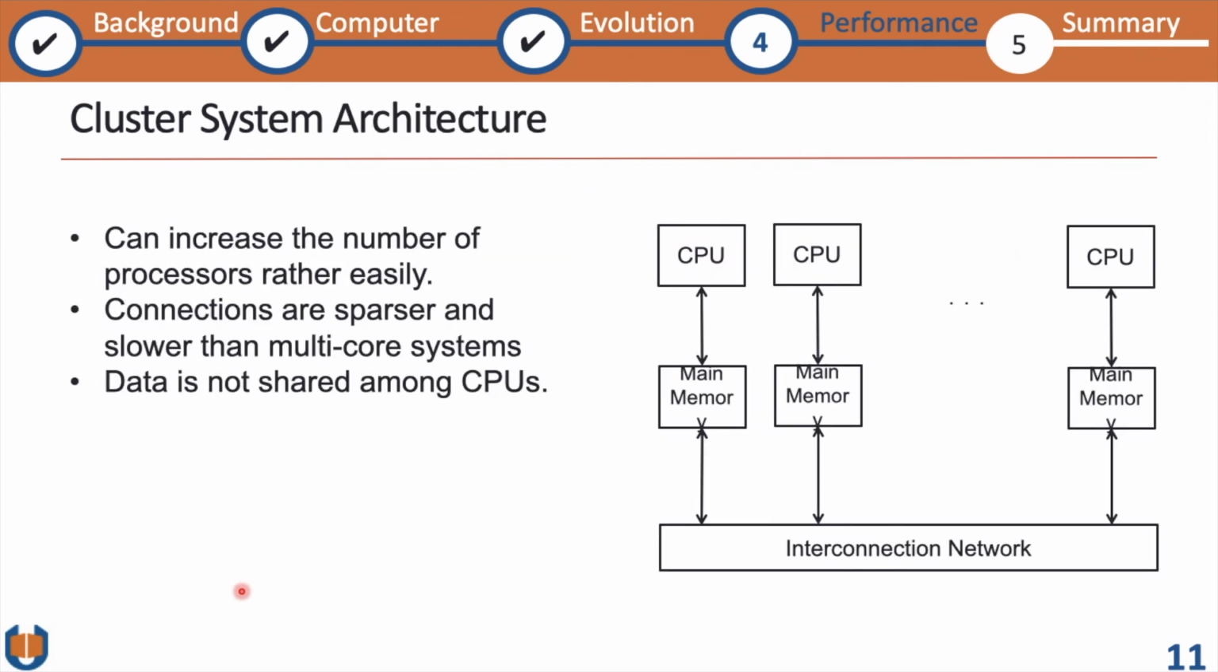And here is an example of cluster architecture. As you can see, each of the CPUs has its own separate memory, and they are connected by an interconnected network, working with each other. So this is another way of parallelization. By using multiple cores or using the cluster system, we can make our computing faster rather than using a single processing unit.